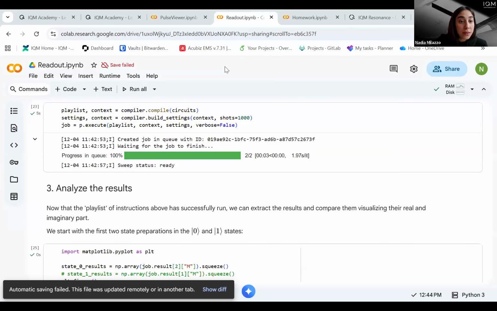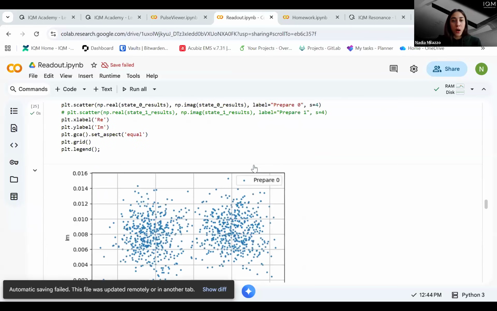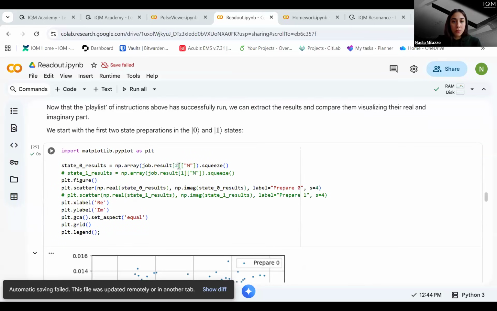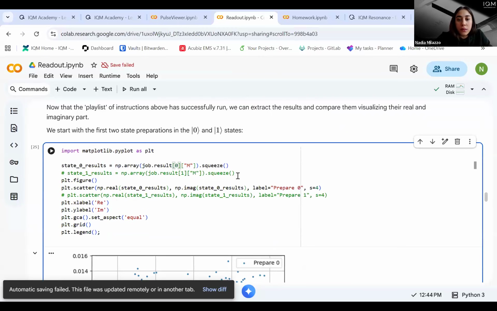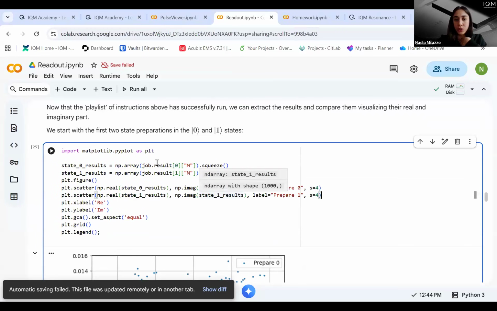Could you show what you did in the last cell? Yes, of course. The last cell will be this one, but let me go maybe back to the 0. What I did actually was only to change this to show you also the superposition state.